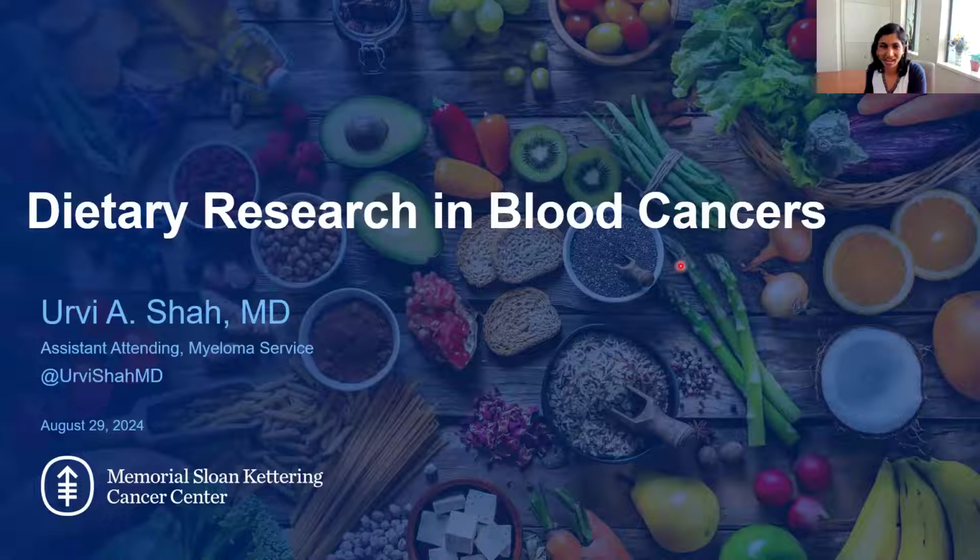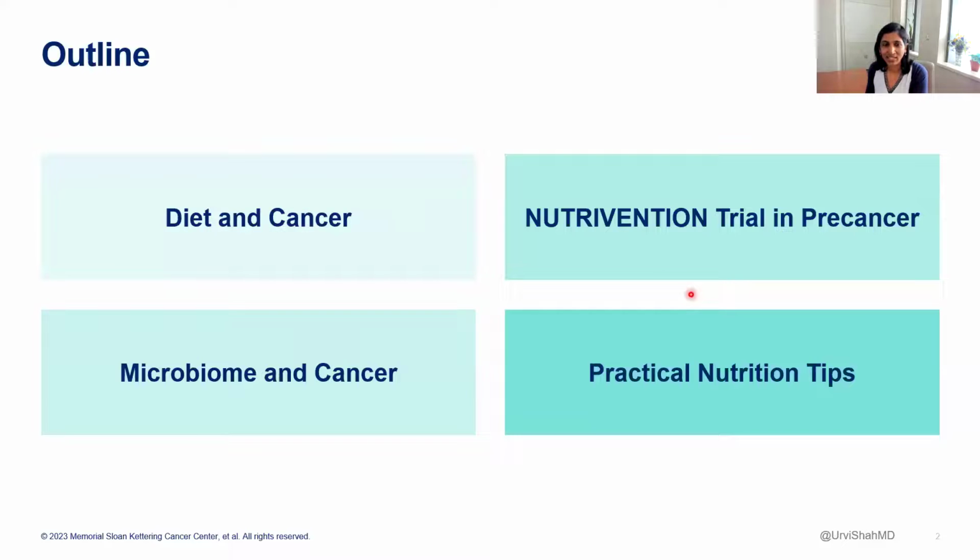We're talking about dietary research and blood cancers overall, and what we've done mostly in myeloma at this point, but hope to be able to take it beyond just myeloma. So I'll talk a little bit about diet and cancer risk, microbiome, and some basics that we know about it, some of our trials that we're doing, especially the nutrivention trials, and then some practical tips we'll finish off with.